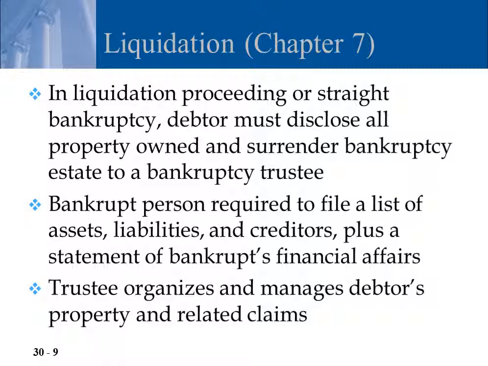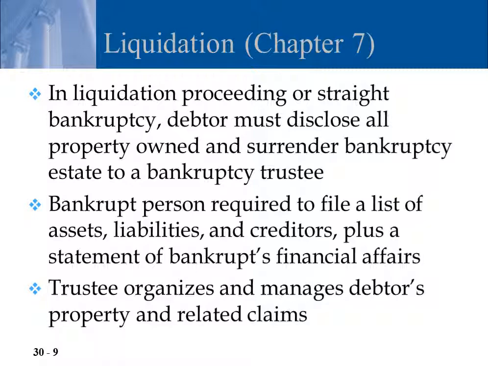So now we're going to look at the different types of bankruptcy, and they're different by means of who is filing, by the level of credit that they have, the level of debt that they have, that type of thing. So liquidation is the first one we'll look at, and it's called Chapter 7. In a liquidation proceeding or straight bankruptcy, it's probably the simplest. The debtor must disclose all property owned and surrender the bankruptcy estate to a bankruptcy trustee.